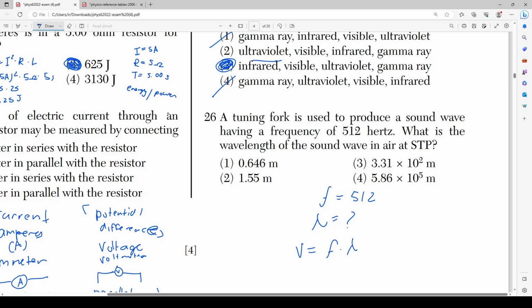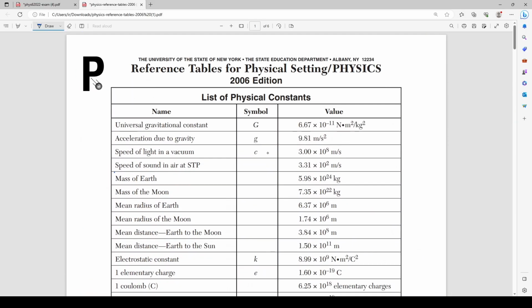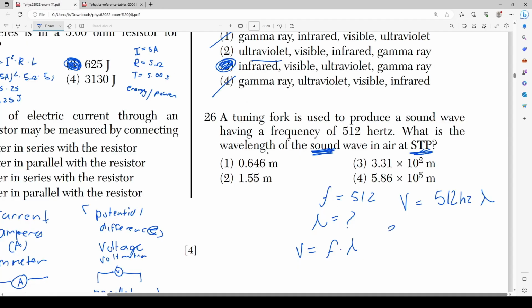And I'm just going to fill in whatever they give me. My frequency is 512 hertz, and I'm trying to solve for this wavelength. And you may be wondering, oh no, I don't have enough information to solve this problem. Well, don't worry, you do, because it says this is a sound wave and it's at standard temperature and pressure. And if we look over here, we know the velocity, because we're talking about the speed of sound in air at standard temperature and pressure. That's 3.31 times 10 to the power of 2 meters per second. That's going to be our velocity of that sound wave.